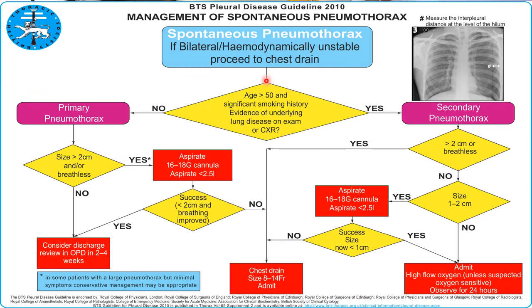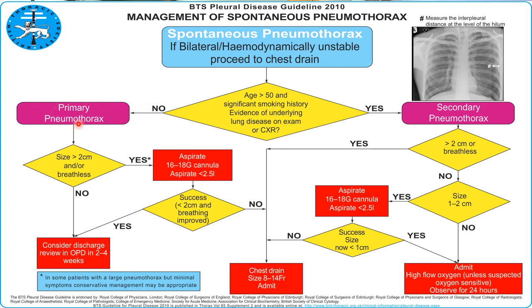Otherwise, we need to see if that patient had a primary spontaneous pneumothorax or secondary spontaneous pneumothorax. For the primary pneumothorax, you need to see if the patient is more than 50 years old and there is a significant smoking history, or there is evidence of underlying lung disease on examination or chest X-ray. In that situation, that would be a secondary pneumothorax.